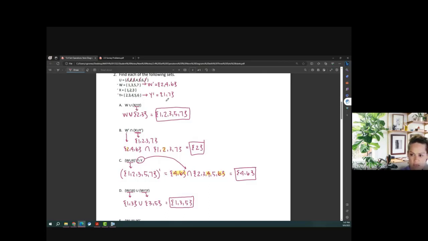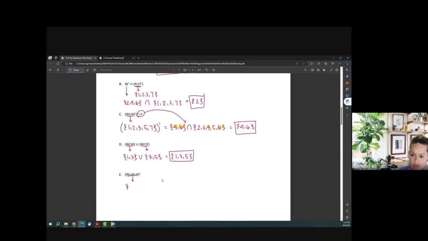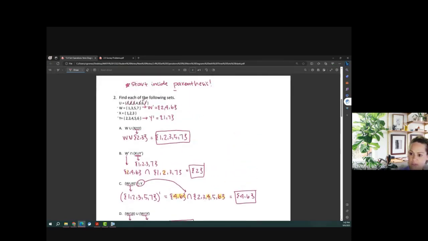So it looks like we have all of the numbers. We have 1, we have 2, we have 3, 4, 5, 6, and 7. So that union is going to be all the numbers 1, 2, 3, 4, 5, 6, 7. So that looks like it is all of our numbers in that universal set.